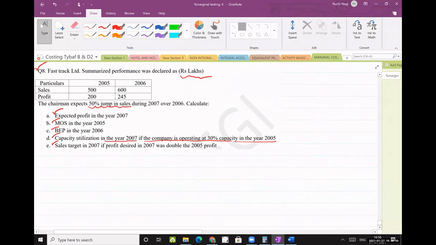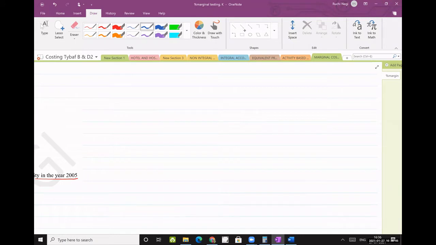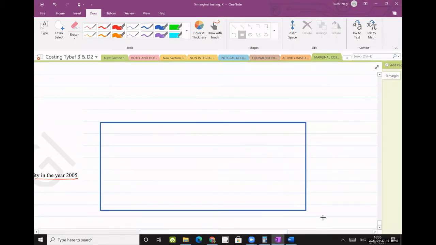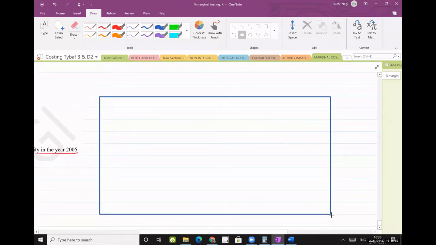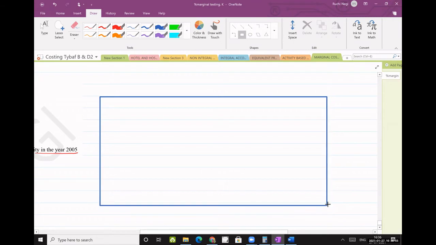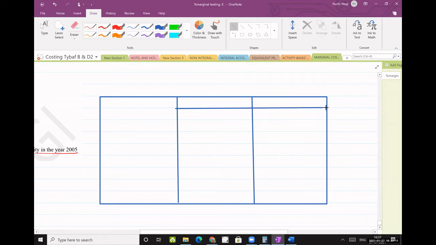Okay, make a marginal cost sheet. 2005, 6 and 7 also we will prepare, or if not required, you will just see how to do it. Yeah. Particulars, 2005 and 2006. The 2 years profits and 2 years sales वाला concept है इसमें.